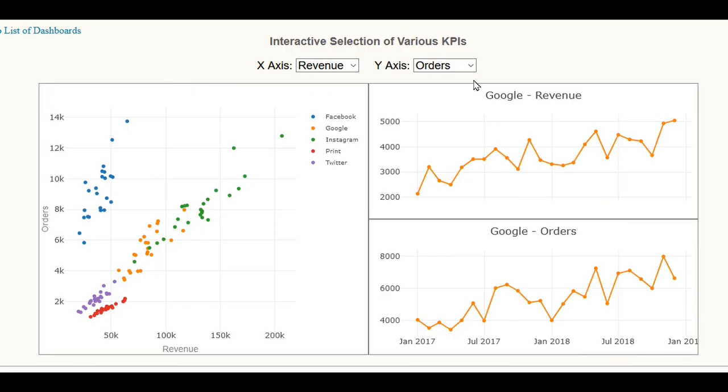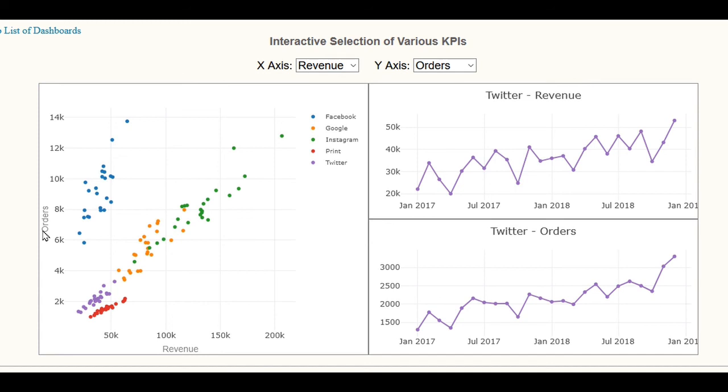Here is our live dashboard. We can see that it comes up by default. On the x-axis is revenue, the y-axis is orders. That's reflected here and here. Additionally, the x-axis trend line for the metric revenue will be shown on the top chart here. The y-axis will be shown in the bottom chart here.